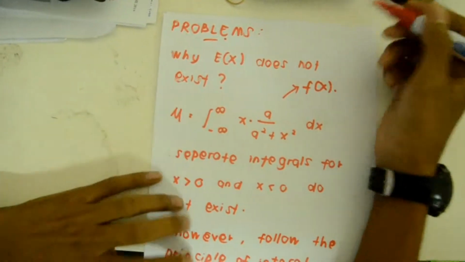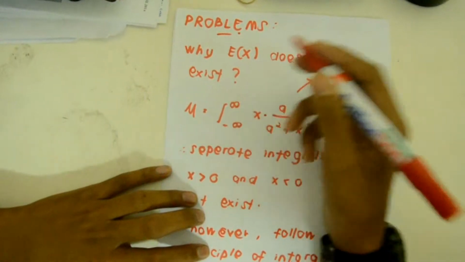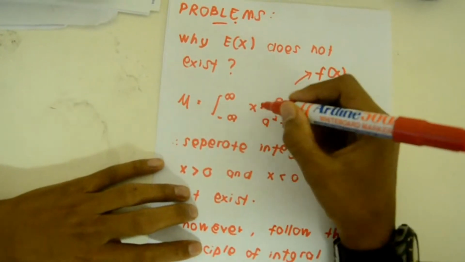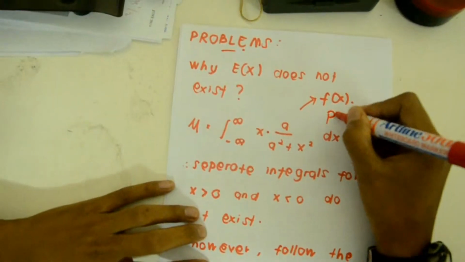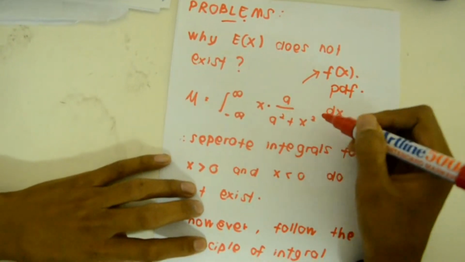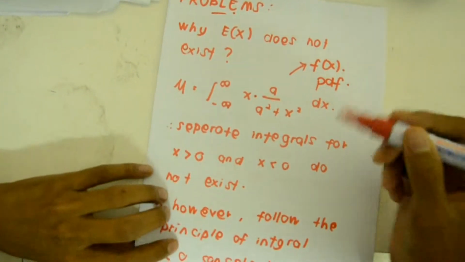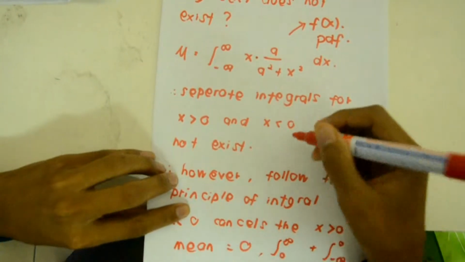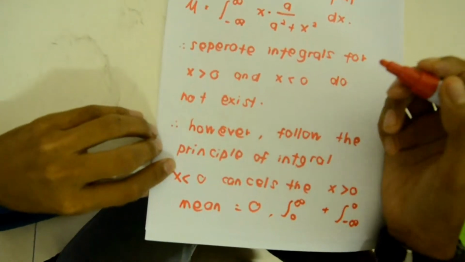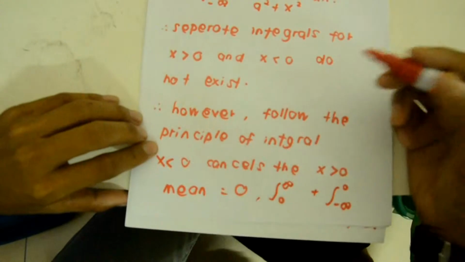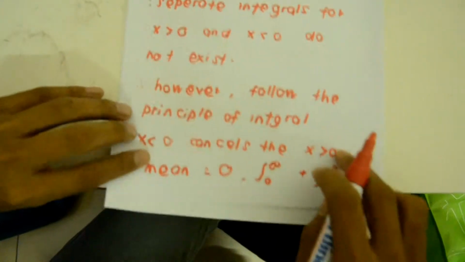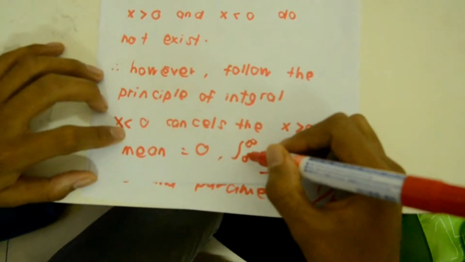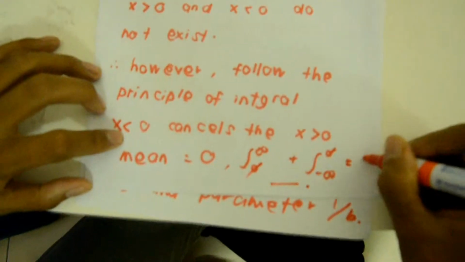does not exist. First of all, as you guys know, mean is equal to the integral from negative infinity to positive infinity of x times the PDF for Cauchy, a over (a squared plus x squared) dx. So if you separate the integrals for x greater than 0 and x less than 0, the answer will not exist. However, if you follow the principle of the integral, x less than 0 will cancel x greater than 0. That means you will get mean equal to 0. This is the explanation. When you cancel the 0 and 0, then you will get 0.